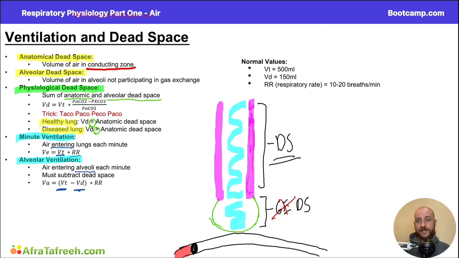from that. And so as an example, I have the normal values that you'll usually see in questions in the top right over here. So we would have our tidal volume, which is 500 milliliters. We would subtract our dead space volume, which is usually about 150 milliliters. And then we would multiply that by our breathing rate. Let's say it's 10 breaths per minute. And so our alveolar ventilation would be 3,500 milliliters per minute.